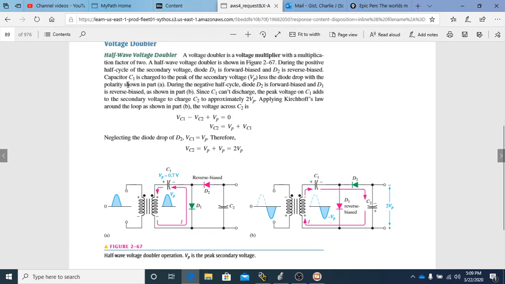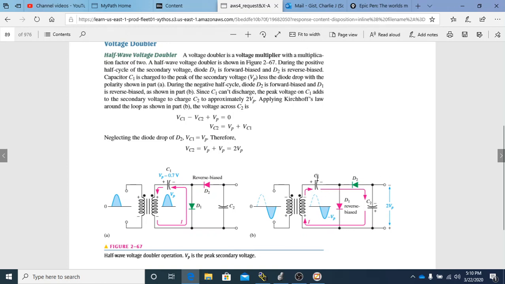So we've already learned a lot about that. It says capacitor C1, which is right here, is charged to the peak of the secondary voltage, which is going to be VP right here, less the diode drop. So if you look right here underneath C1, it says VP minus 0.7 volts. That there is a good illustration of exactly what they're talking about. So it says during the negative half cycle, diode D2 is forward biased and D1 is reverse biased, as shown in part B, which is this one.